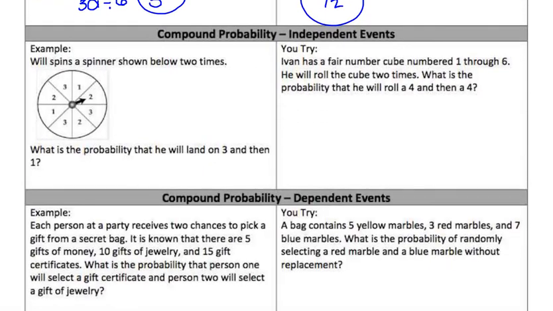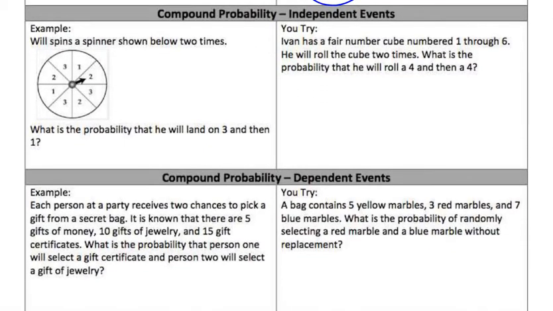Now let's look at some compound probability. Let's talk about compound independent first. Remember, independent events do not do anything to each other. The denominator stays the same.